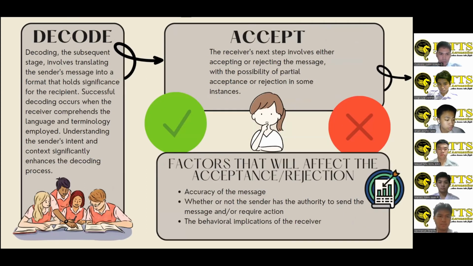Here we have decode. In decoding, the subsequent stage involves translating the sender's message into a format that holds significance for the recipient. After transmitting, the communication process will be decoding, where the receiver decodes the developed idea that was sent by the sender. Next would be accept. The receiver's next step involves either accepting or rejecting the message, with the possibility of partial acceptance or rejection in some instances. The factors that affect acceptance or rejection are the accuracy of the message, whether or not the sender has the authority to send the message or require action, and the behavioral implications for the receiver. Next slide.